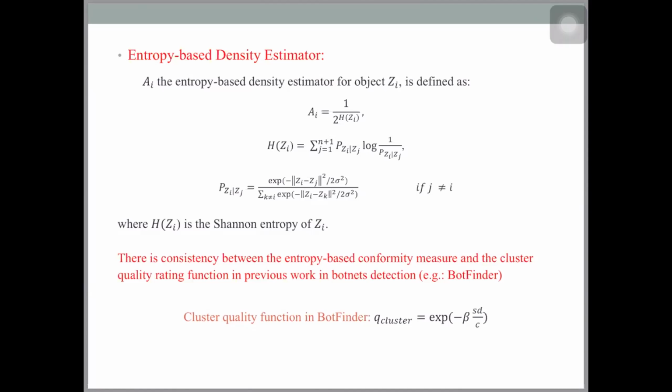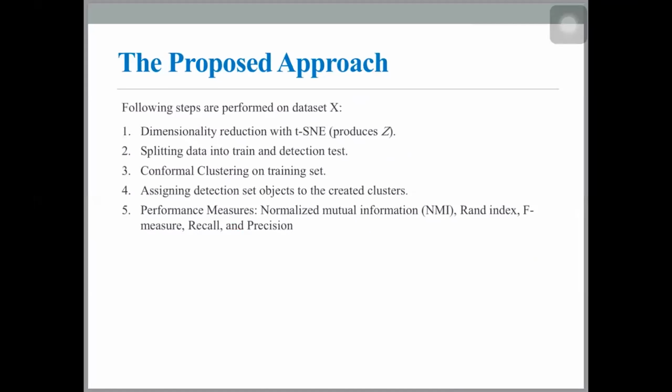Now, the question is how I am going to apply the conformal clustering algorithm to the problem of botnet detection. I start off by using the t-SNE algorithm to perform dimensionality reduction on the pre-processed dataset created from bot-generated network traffic. The reason why I do this is that the data in the feature space is multidimensional, and this makes clustering difficult due to the possibility of putting each data point in a separate cluster.